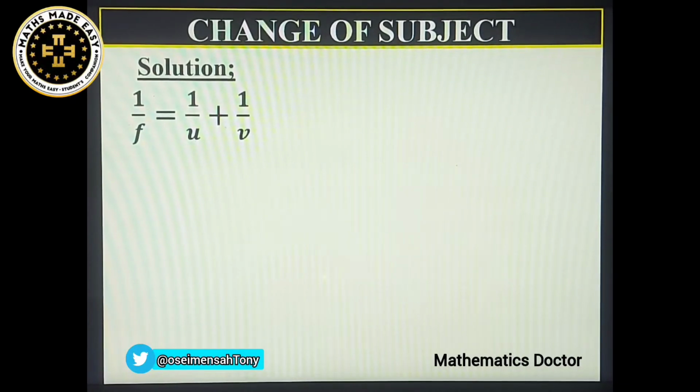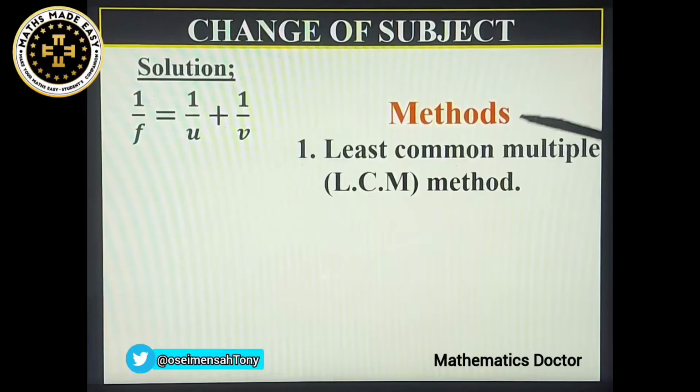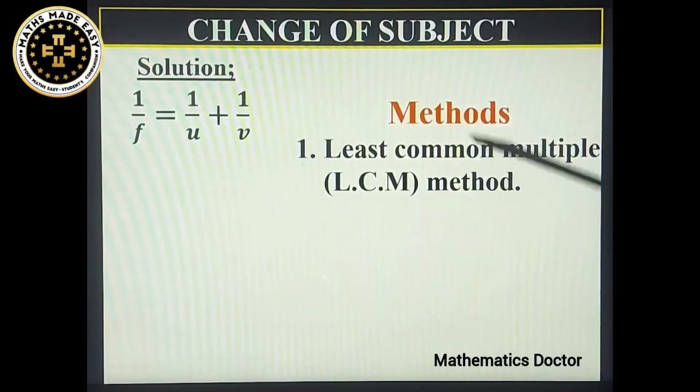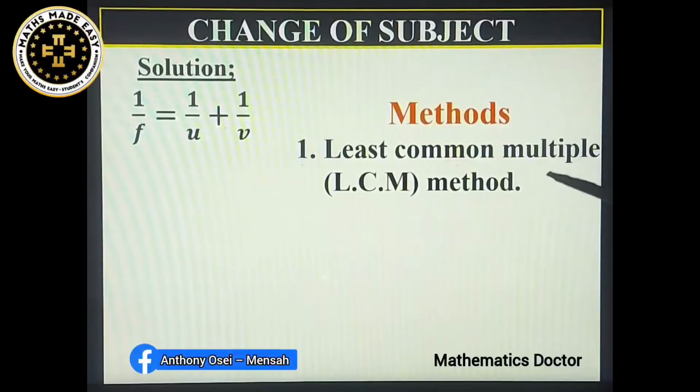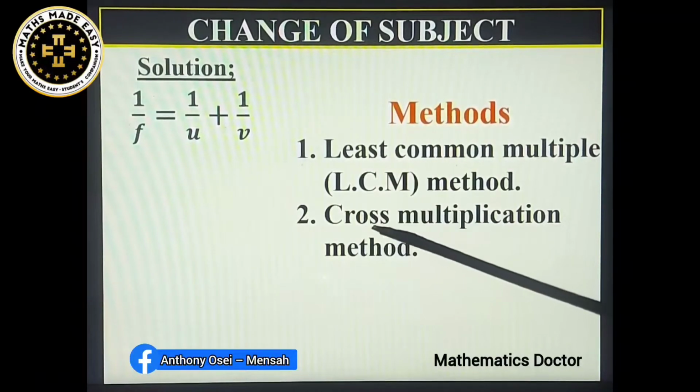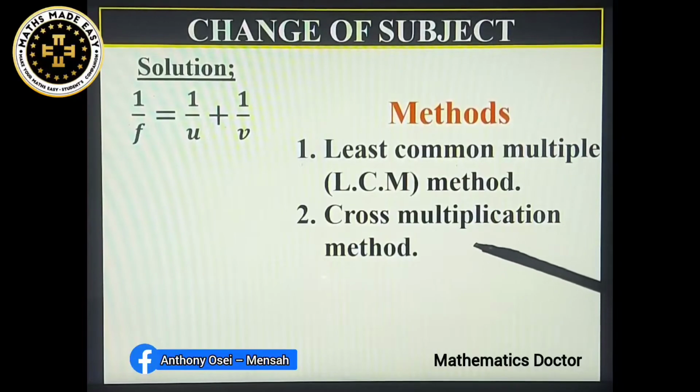So the methods for solving: the first one will be the least common multiple method. In this method, we'll use the LCM of the relation to solve the question from the beginning. Then the second one will be the cross multiplication method. It is also a popular method for that matter. So we'll take a look at these 2 methods in the video.